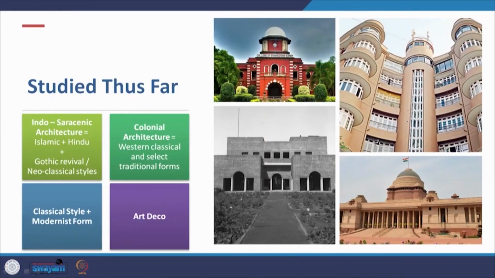So what we have studied thus far, we've looked at Indo-Saracenic architecture, which is Islamic and Hindu elements with Gothic revival or neoclassical style. We looked at colonial architecture, Western classical architecture with select traditional forms. This is an example of Indo-Saracenic, this is an example of colonial, classical style and modernist form, Walter George, Kashmir House or the Art Deco work of Mumbai.